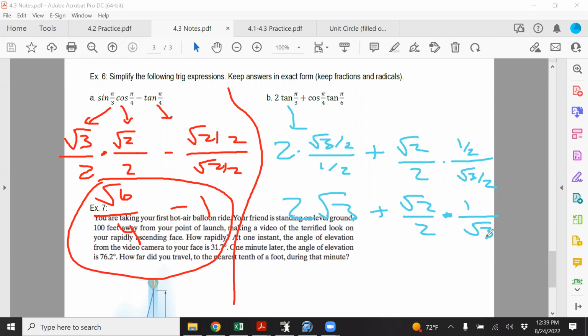Yeah, because it's y over x at pi over 6. And because you're dividing these two, you've got to flip the second one. When you flip it, it becomes 1 over root 3.